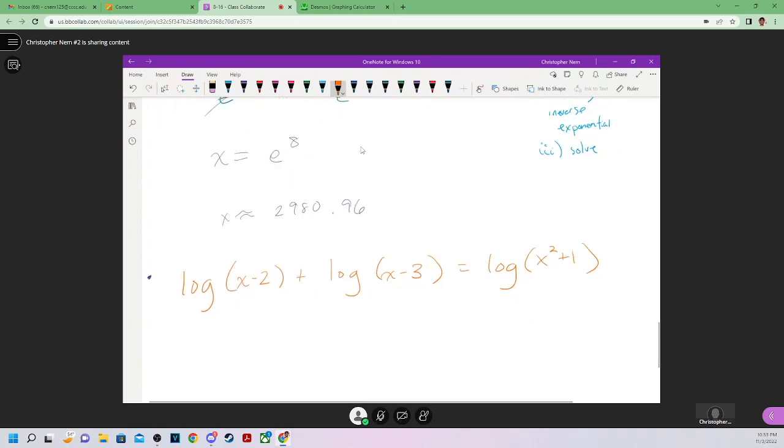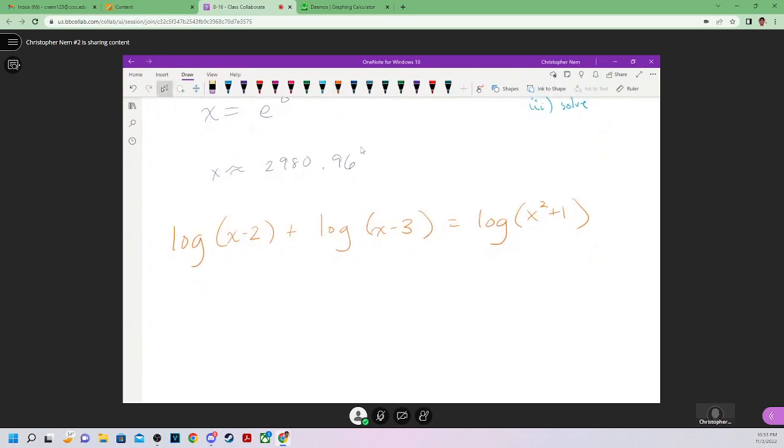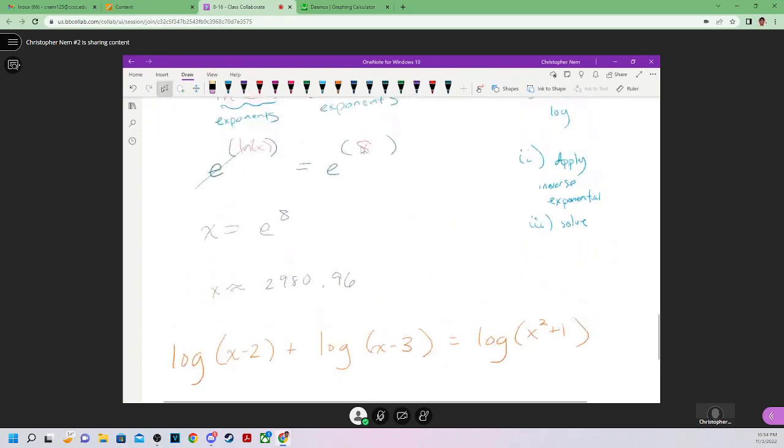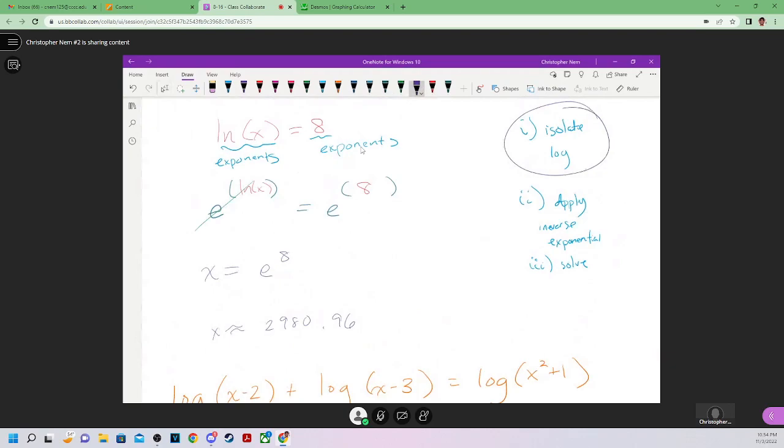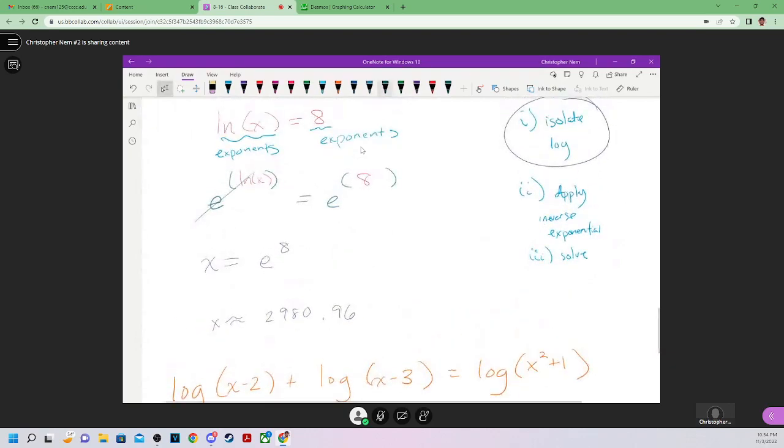So we have this equation right here. What you need to do additionally to isolate this is, yes, isolate, but also combine logs if necessary. Combine the logs if necessary.